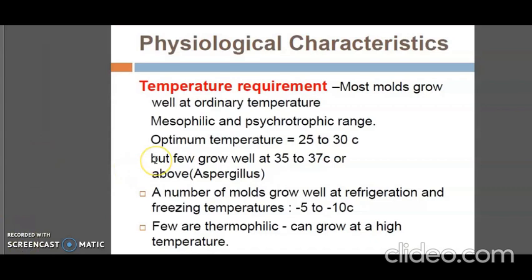Most molds grow well at ordinary temperature, and their optimum temperature is 25 to 30 degrees Celsius. But few grow well at 35 to 37 degrees Celsius or above, like Aspergillus. A number of molds grow well at refrigeration and freezing temperature, around -5 to -10 degrees Celsius, and they can be termed psychrotrophic. And few are thermophilic, that means they can grow at a high temperature.